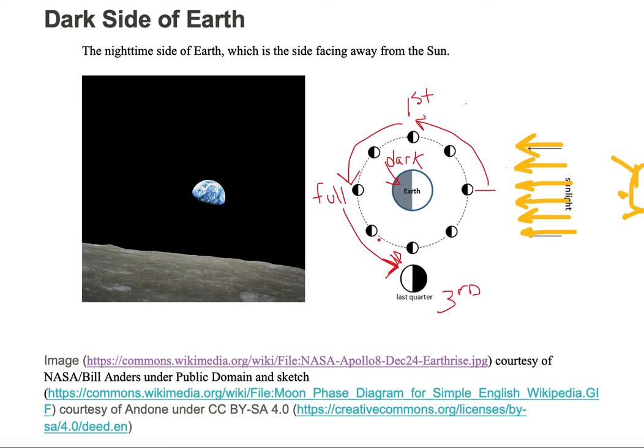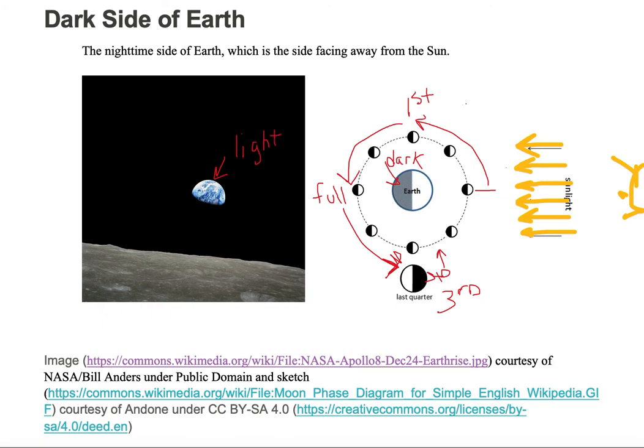Now, the reason why we're showing you this, the third quarter phase, is because in this image on the left, we have an astronaut that's standing on the moon, taking a photo of the Earth during this last quarter, third quarter phase. From this vantage point of this particular astronaut, Bill Anders, taking an image of the Earth, we see the sunlit portion of the Earth called the light side of Earth, but the side that you don't see in this image is called the dark side of the Earth.